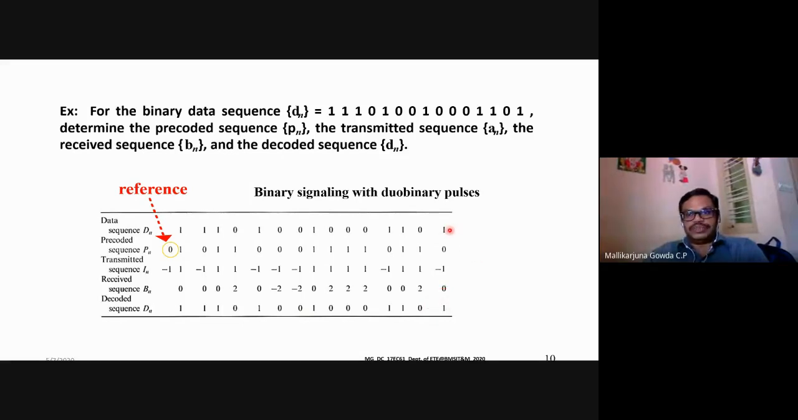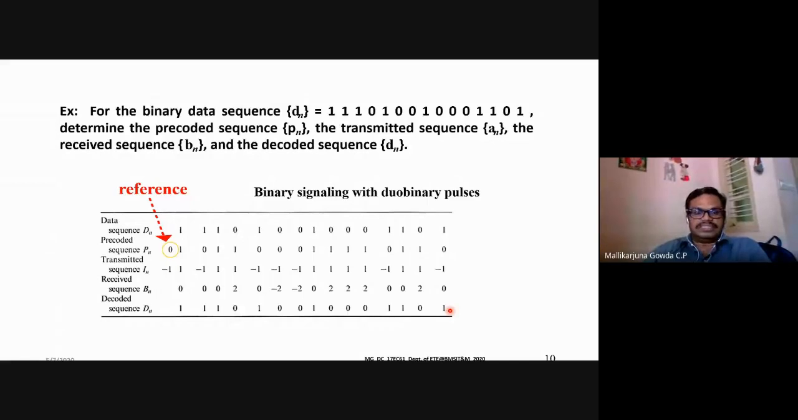So just compare these two. They will be similar, right? This is the input data sequence and this is the decoded data sequence. They have to be the same. Is it the same? Yes, sir. I hope this is clear. Very, very simple it is.